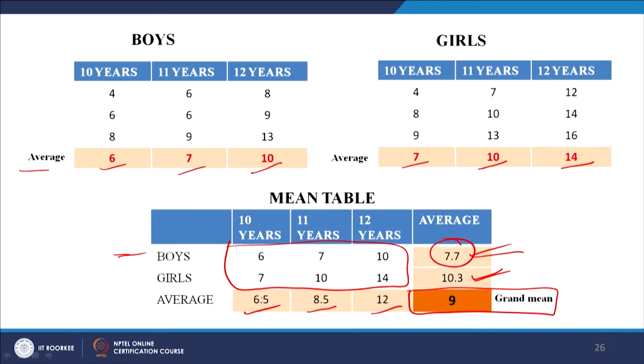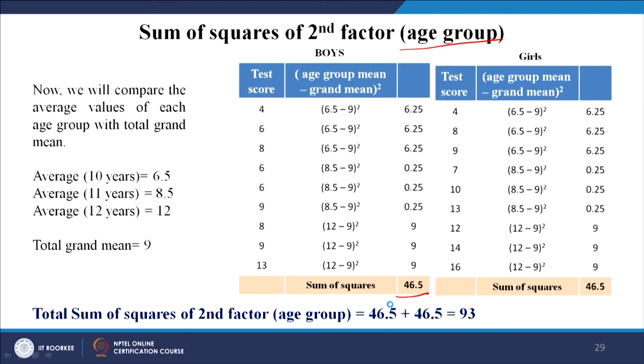So, this is for the girls, right. So, 6.5, 8.5, 12, one more. When we are dividing, you will see that this score is again 46.5. Now for the boys, we have 3 age groups. For age 10 the mean is 6.5, for 11 it is 8.5, for 12 it is 12, right, and the grand mean is 9.